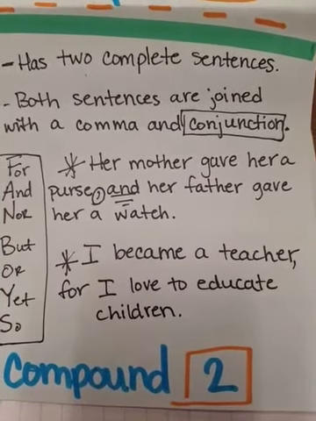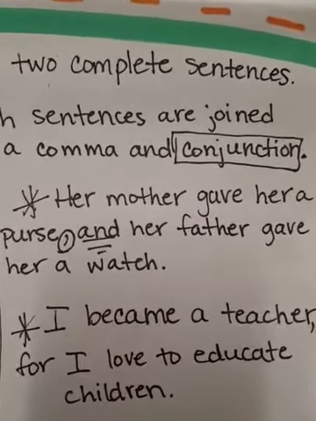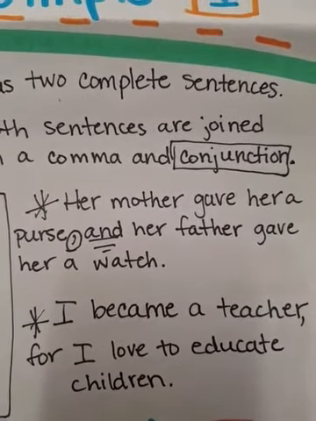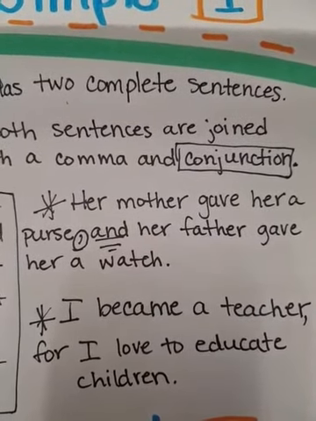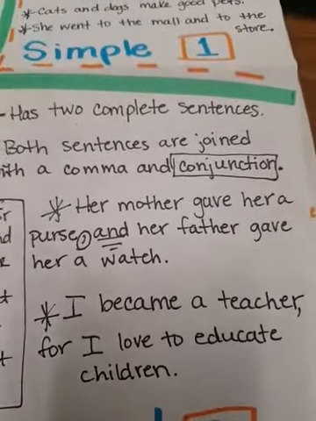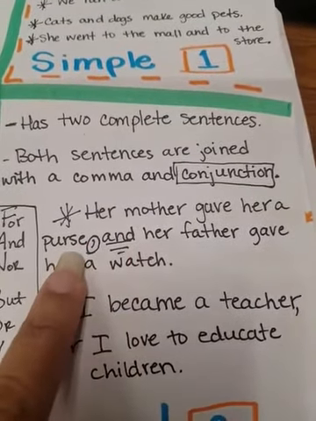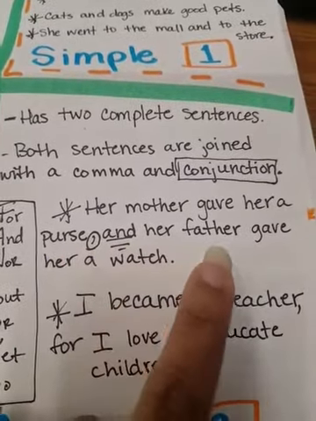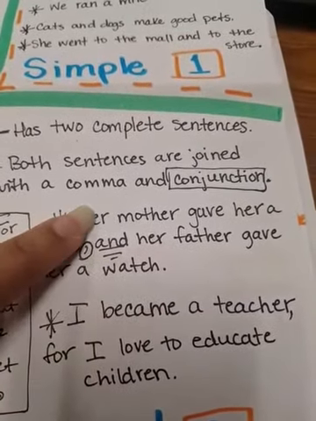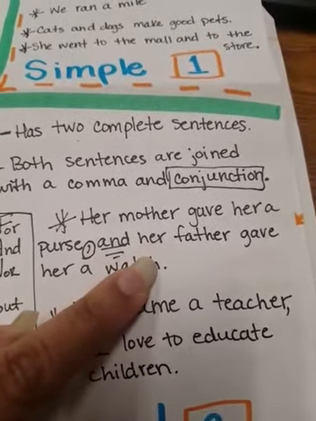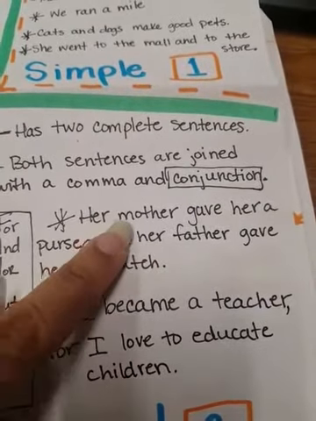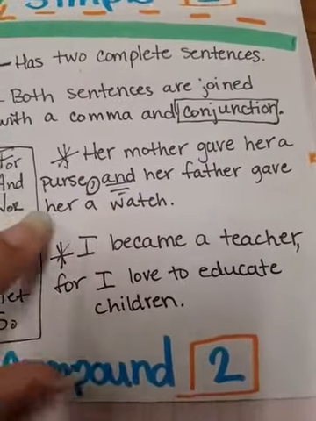Here are some examples. Her mother gave her a purse, and her father gave her a watch. So here we've got one sentence. Her mother gave her a purse. That's one thought. Her father gave her a watch. So we've got 2 complete thoughts in this one sentence. So we have 2 complete thoughts.